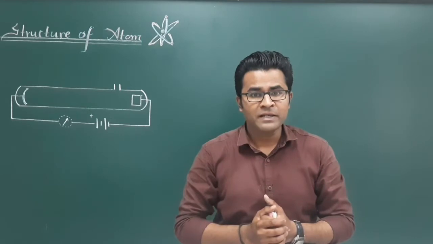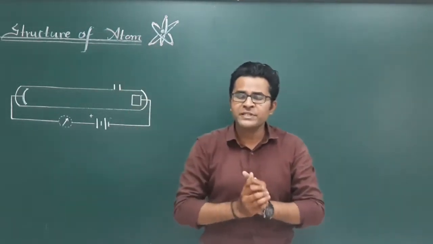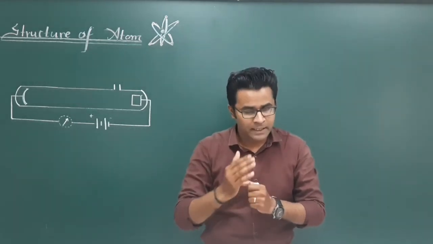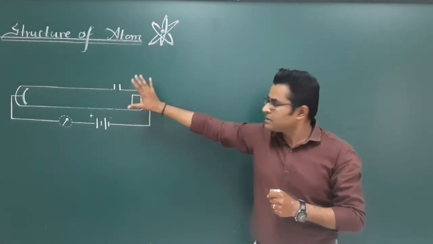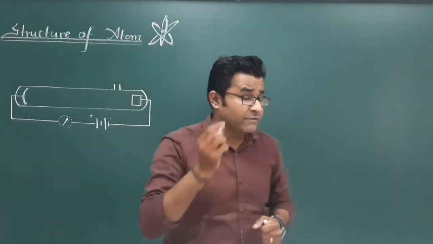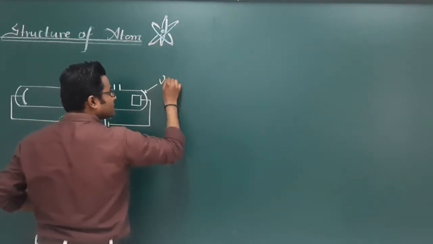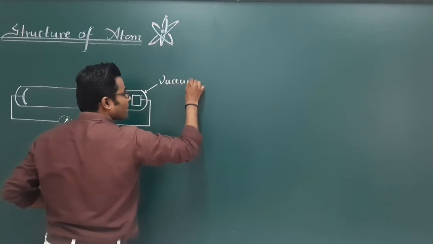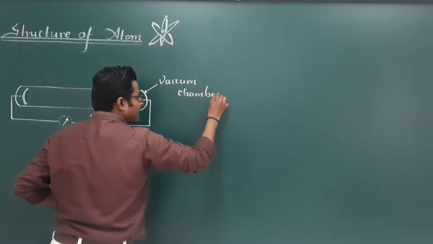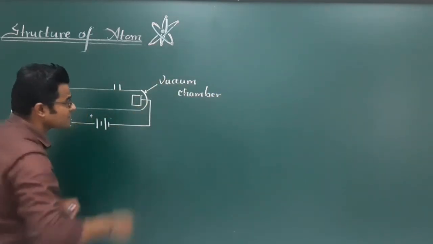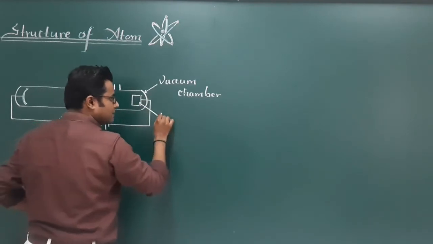Class of chemistry. As we had already started with the structure of atoms, today we shall proceed with the further concepts. Now, I have already taken the liberty of drawing the figure. In this particular case, this is a vacuum chamber, which is usually made up of glass, and over here we have a clean metal.